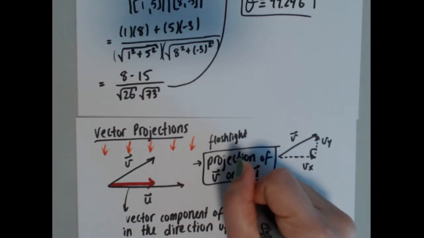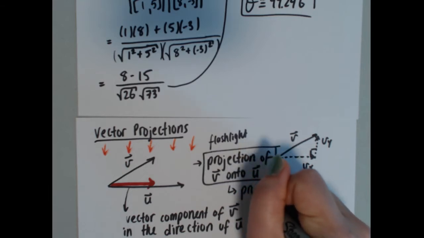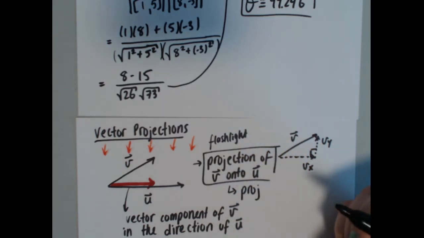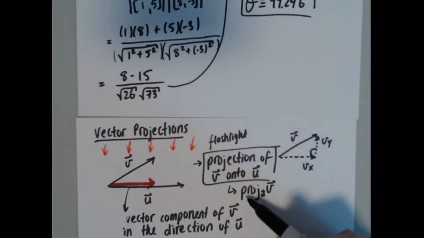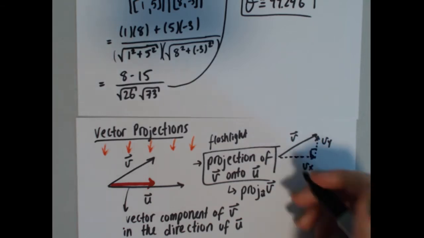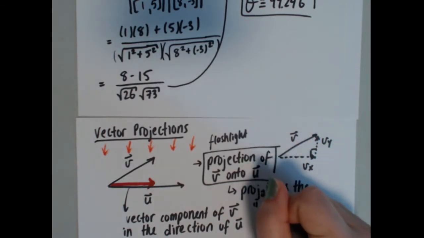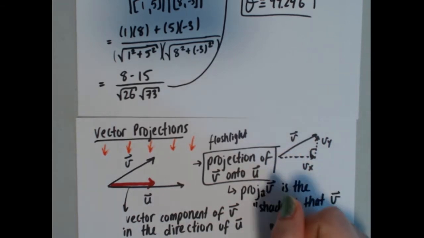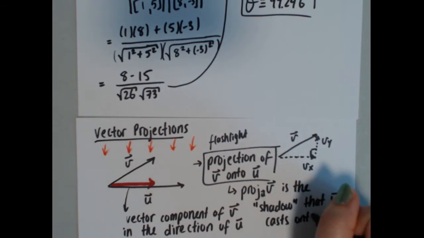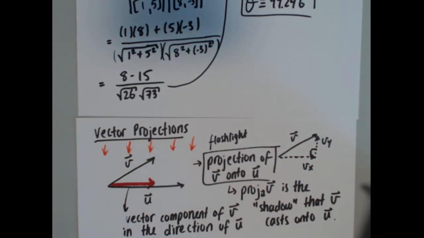The way I want you to think of the projection, and this is how you're going to write it: the projection of v onto u, we write as proj with a small vector u subscript, of vector v. So the projection of v onto u is the shadow that v casts onto u. Now there are many, many applications of vector projections. We're just going to barely touch the surface here, but if you continue studying this further, you will see more and more applications of vector projection.